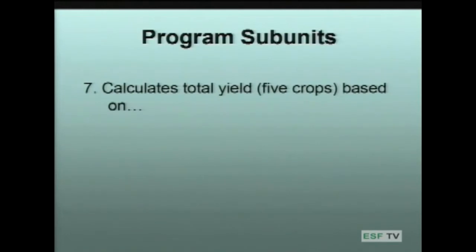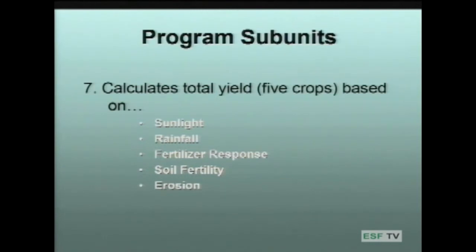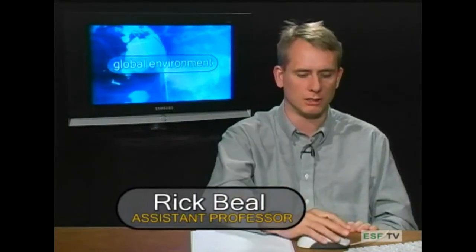Finally, it calculates total yield, and that's based on sunlight, rainfall, fertilizer response, soil fertility, and erosion. And in addition, the more land we put into agriculture, the higher the yield. So we're going to stop there, and in the next segment, I'm going to show you the output. We're going to look 100 years in the future and see what might be in store for this country. So I'll see you next time on Global Environment.